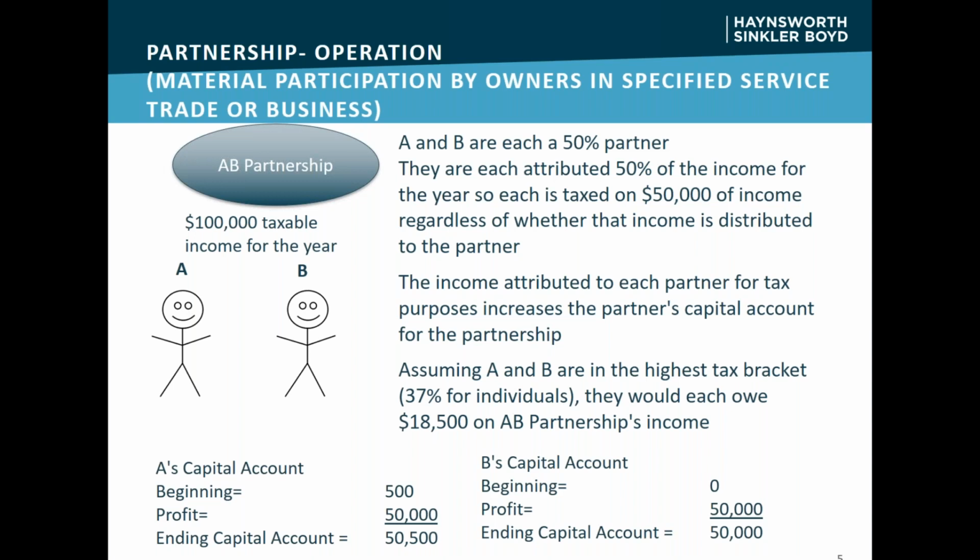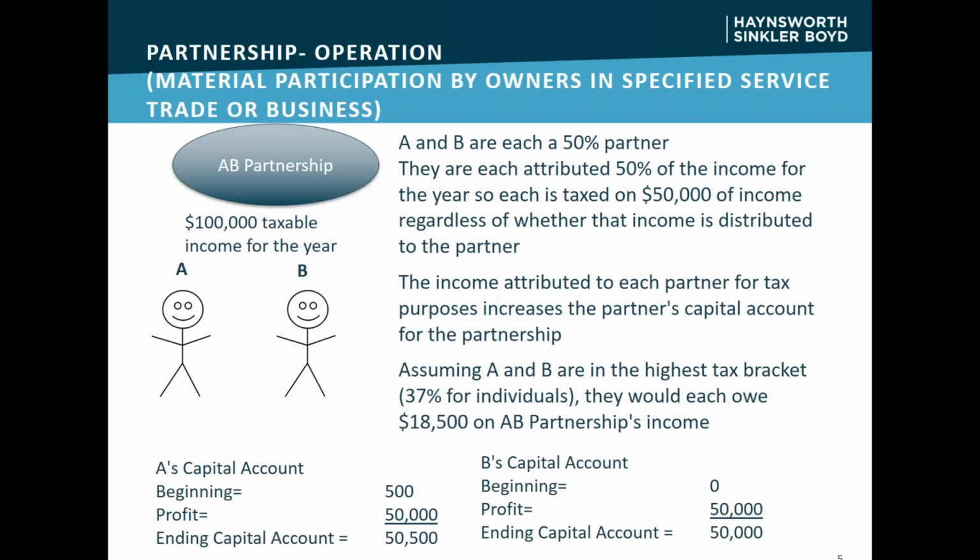And here we have material participation by the owners, so they're not passive investors. So if AB partnership has $100,000 worth of taxable income for the year, A and B are each 50% partners, so they're each attributed 50% of the income for the year. So each is taxed on $50,000 of income, regardless of whether they receive a distribution. The income attributed to each partner for tax purposes does increase that partner's capital account for the partnership, though.